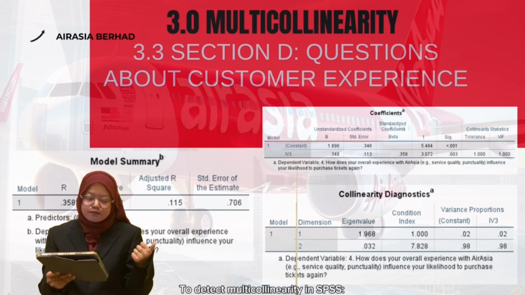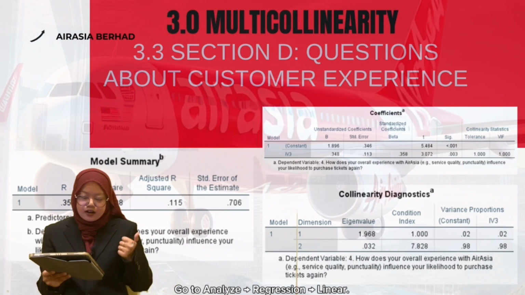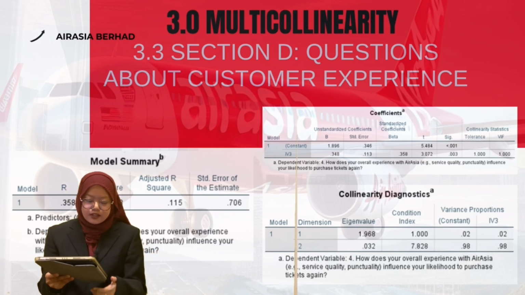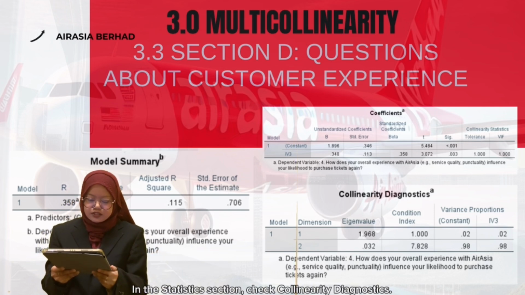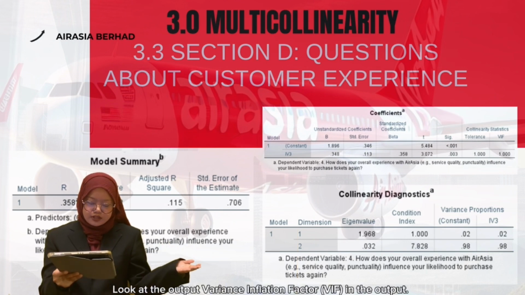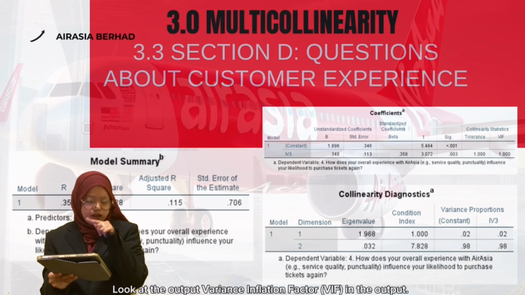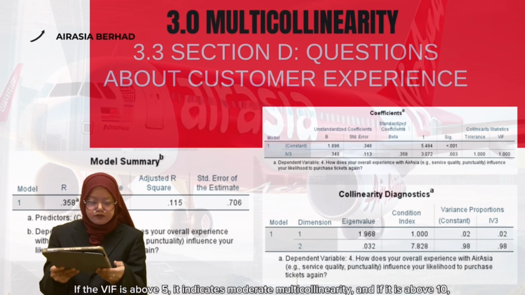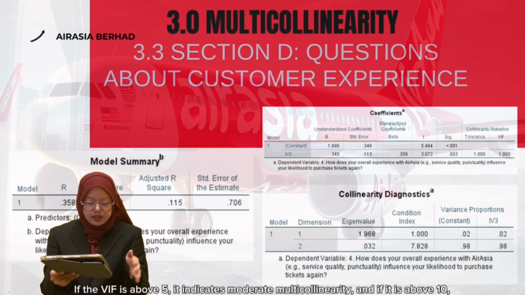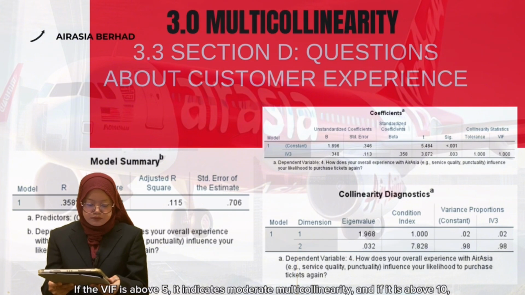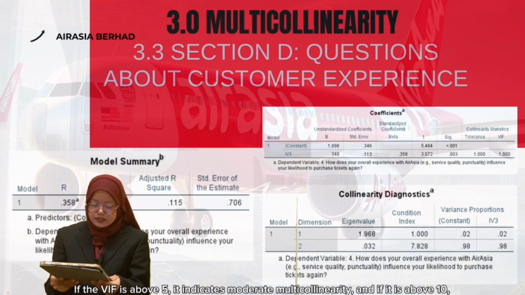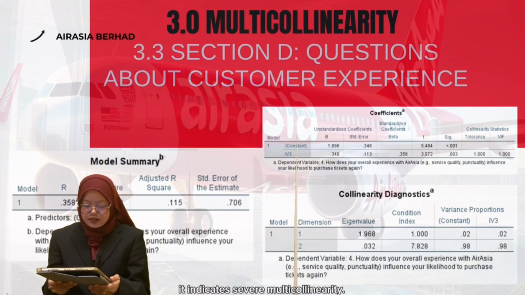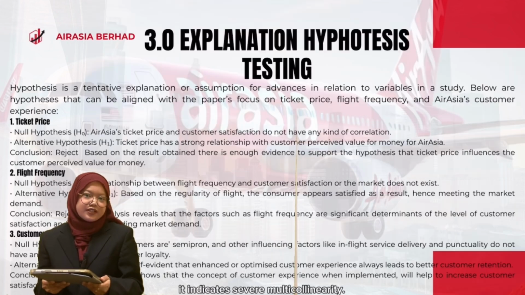To detect multicollinearity in SPSS, go to Analyze, Regression, and Linear. In the Statistics section, check collinearity diagnostics. Look at the variance inflation factor, VIF, in the output. If the VIF is above 5, it indicates moderate multicollinearity, and if it is above 10, it indicates severe multicollinearity.